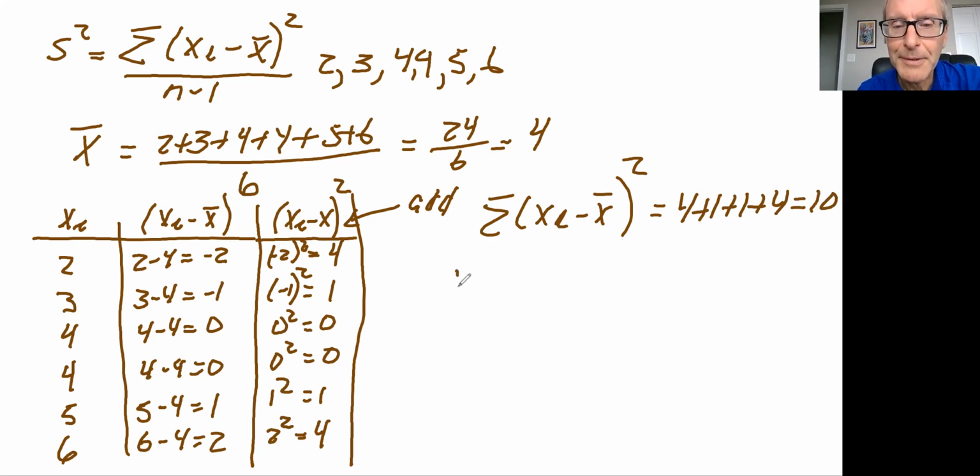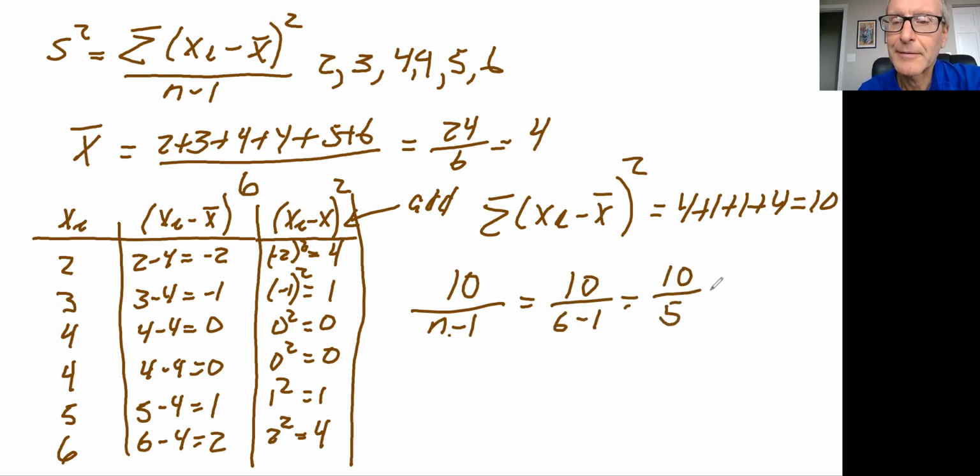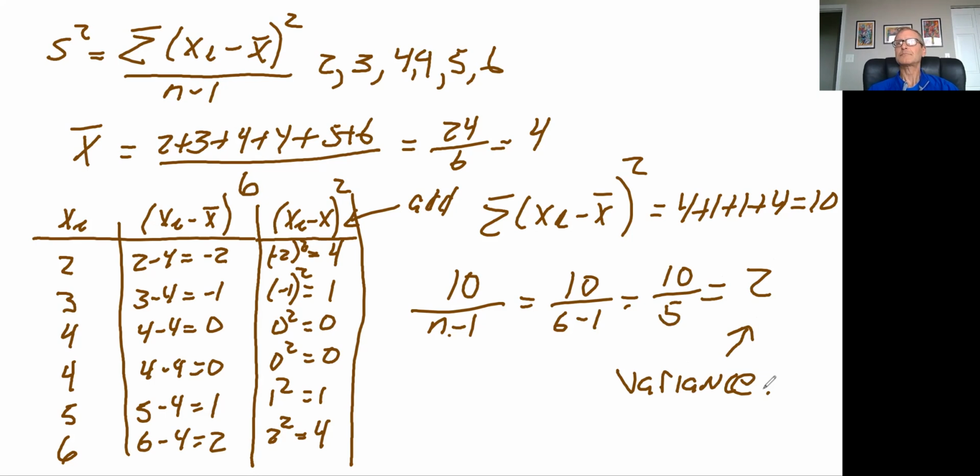And the last step is 10 divided by n minus 1. So that would be 10 over 6 minus 1, and that would be 10 over 5. And so you can see that the variance for this sample is 2. So that's, excuse me, that's how you do it by hand.